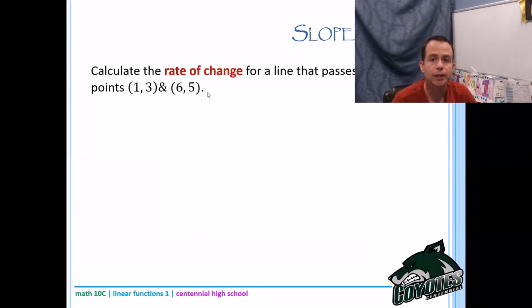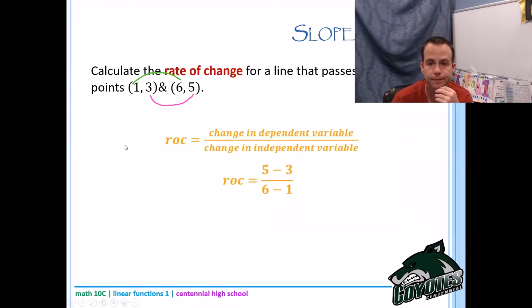So calculate the rate of change for a line that passes through the points 1, 3 and 6, 5. In the last lesson, we talked about to get rate of change, we needed the change in y. Well, the change in y, if I go from 3 to 5, 5 minus 3 is 2, okay? The change in x, well, it's the same thing. Just remember, wherever I start, I have to start on the other one. The change in x would go from 6 to 1, so that would be a change of 5. So I would say that the rate of change is 2/5, okay? Now that should feel really familiar just based on what we did in the last lesson.